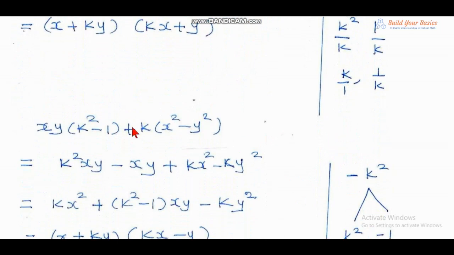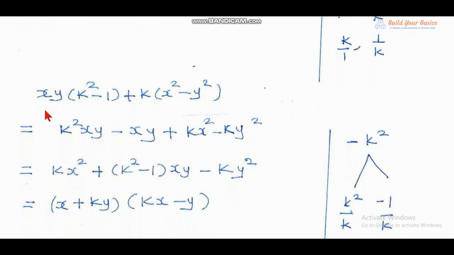Then the other one, xy into k squared minus 1 plus k into x squared minus y squared. That is k squared xy minus xy plus kx squared minus ky squared. That is kx squared plus, for these two terms we can take xy common, that is k squared minus 1 into xy minus ky squared.